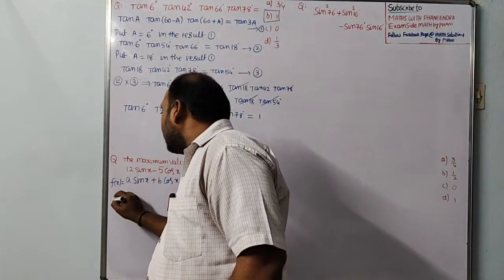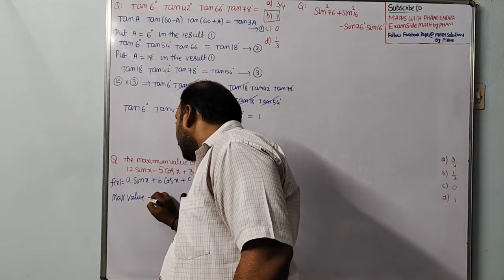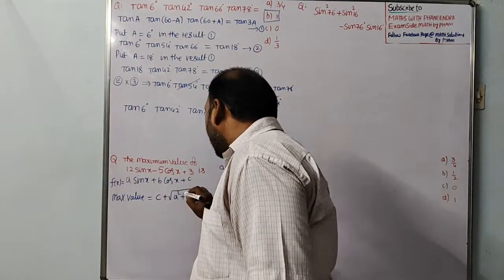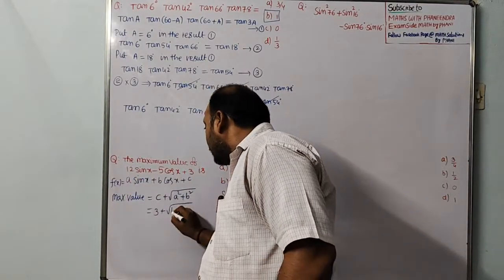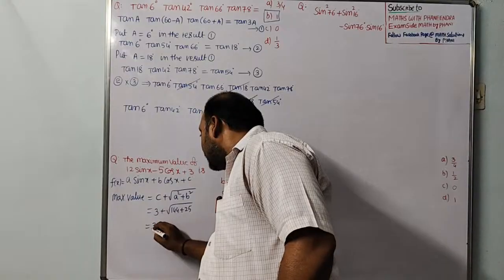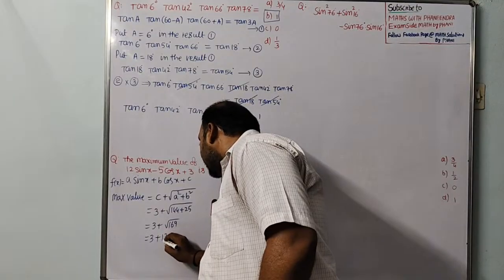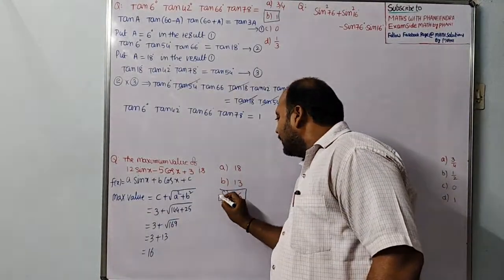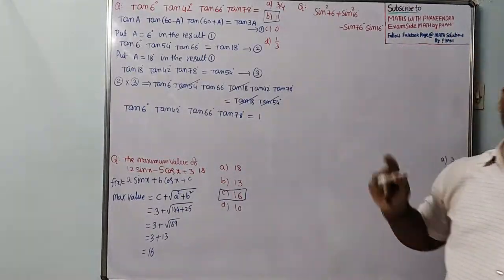So here directly they are asking to find the maximum value, no? So the maximum value is equal to c plus root over a square plus b square. What is c in this? 3. Root over a square, the a value is what? 12. 12 square means 144. B square, minus 5 whole square, is 25. So 3 plus root 169. What is root 169? 13. So 3 plus 13 is equal to 16. So the maximum value is 16. It is there in the third option, dear students. We'll move on to another question.